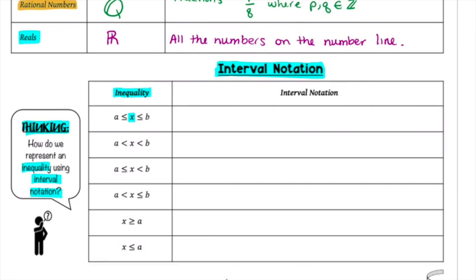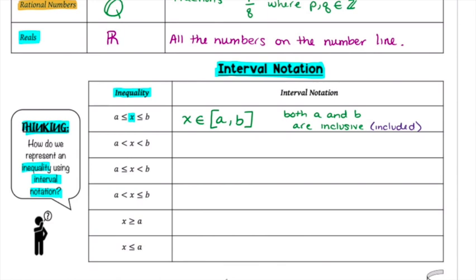If we want to represent this inequality using interval notation, I'm going to start off by saying X is an element of A and B, in which A is included, so bracket, and B is also included, so bracket after B. Both A and B are inclusive, which just means that they're included.